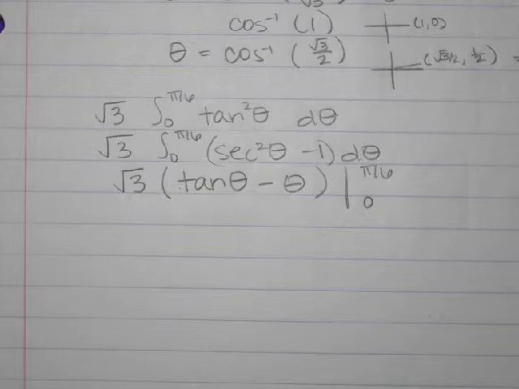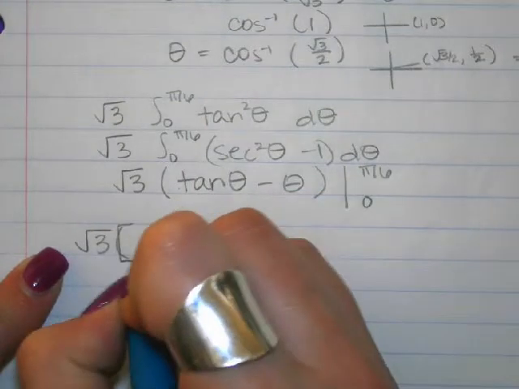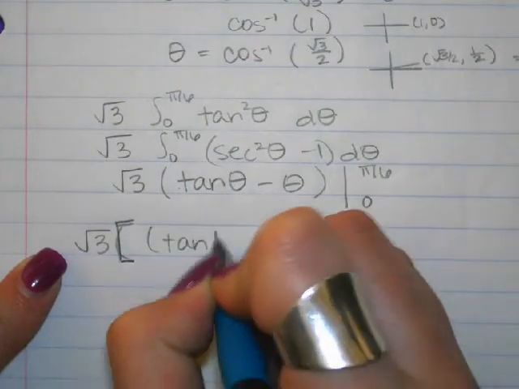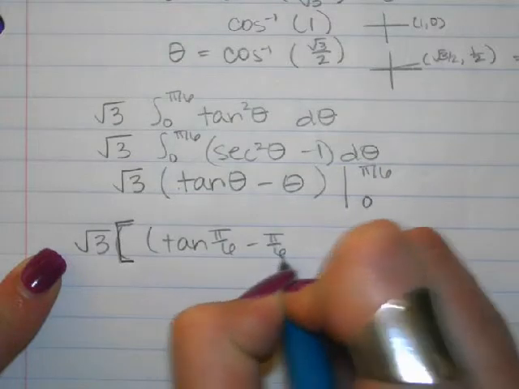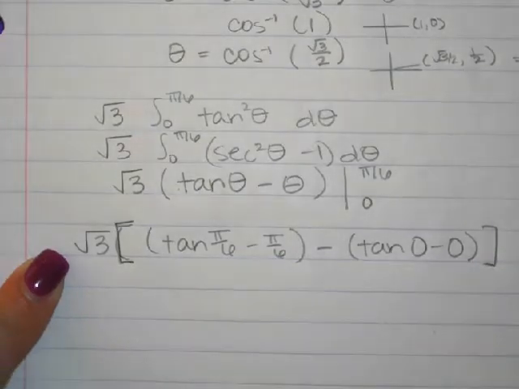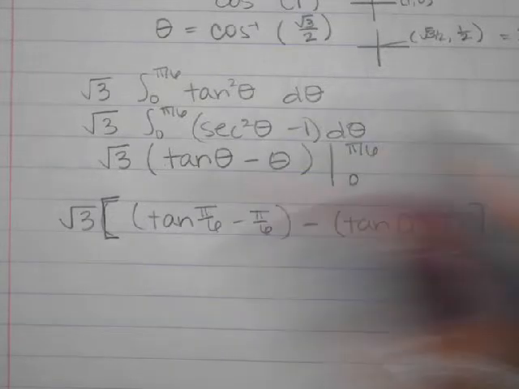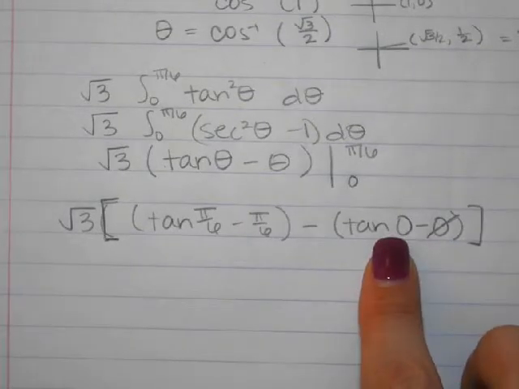So in this problem, we do not have to convert it back into terms of x, because we're just saying what the numerical answer is, and we're able to do that since we converted our bounds into radians. We can do that without converting it back. So I'm just going to say root 3 times tan of pi over 6 minus pi over 6, minus tan 0 minus 0. So that's nothing. Tan of 0 is 0.